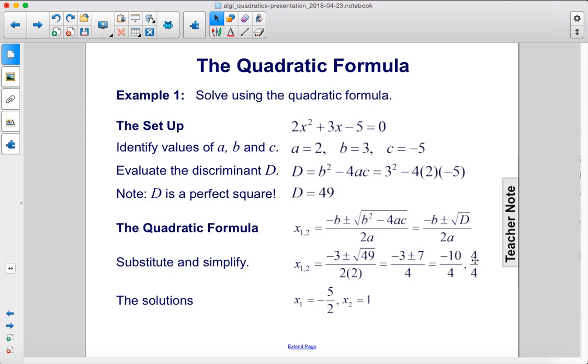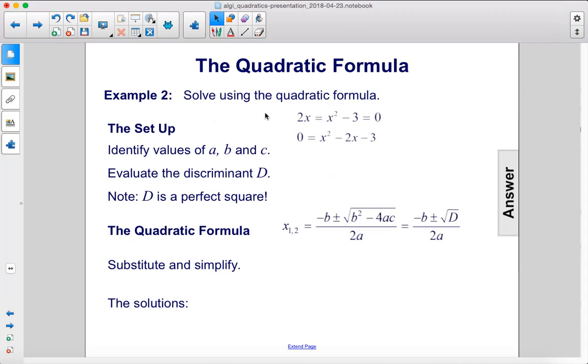So the two solutions are negative 3 plus 7 over 4 and negative 3 minus 7 over 4, giving us negative 10 over 4 and 4 over 4, like that. And so those are our solutions. Negative 10 over 4 simplifies to negative 5 over 2, and 4 over 4 simplifies to 1.